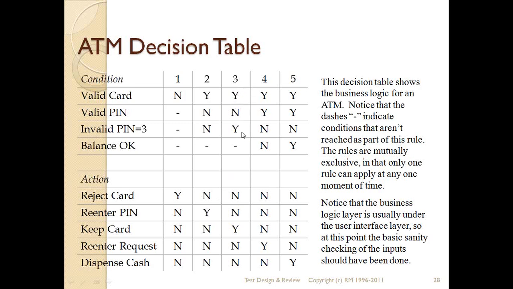the system will keep the card or lock the account or whatever. The fourth rule says if my card is valid, PIN is valid, but balance is not okay, the system will ask me to re-enter. And last is if my balance is also okay, the system will dispense the cash. Very, very simple ATM decision table. I just made it so that you guys can understand how this works.